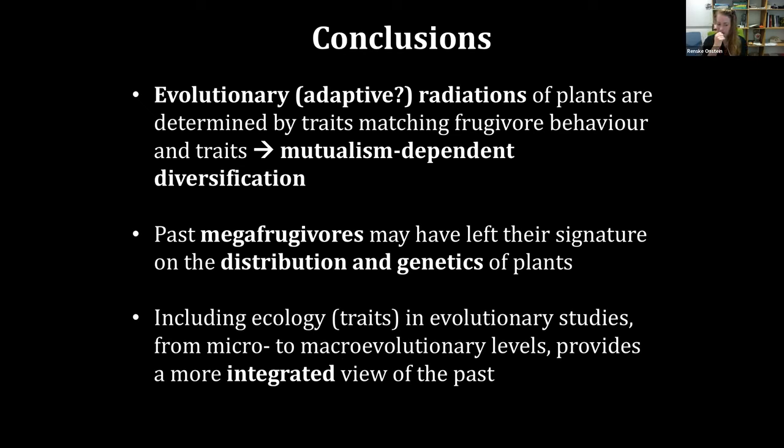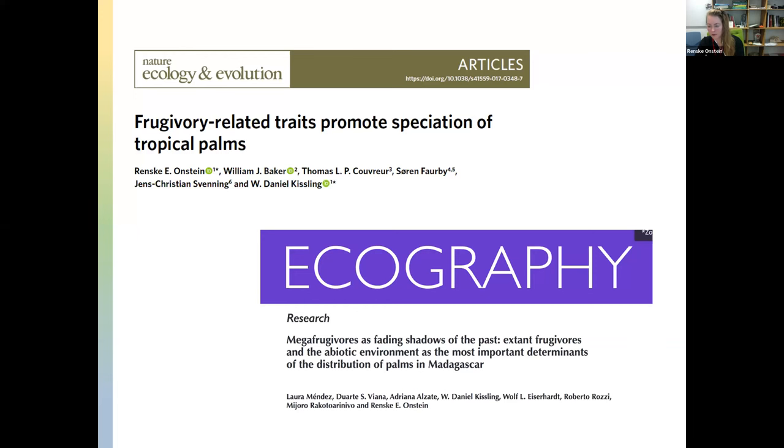And more generally, I think including ecology or functional traits in evolutionary studies at different levels, from micro to macro levels, could provide a more integrated view of the past and of where this diversity comes from and how speciation happens. Some of the work I presented is already published, some of it is not.